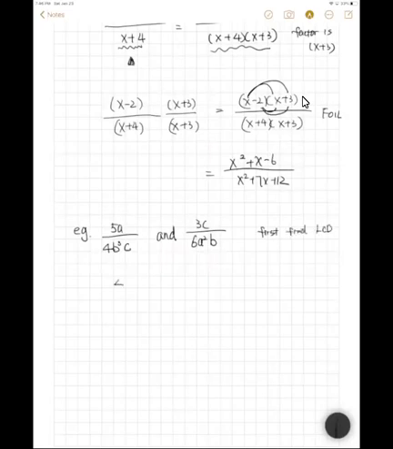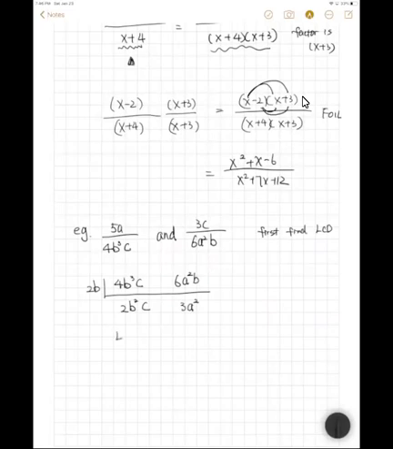Okay, I have 4b cubed times c and then 6 times a squared to the b. Common factor is what? 2b. What's left? 2b squared times c and then 3a squared.